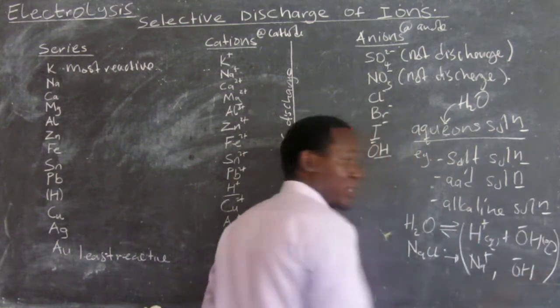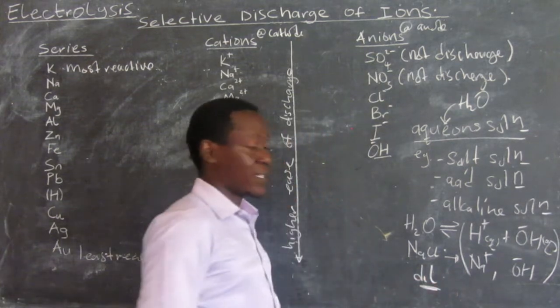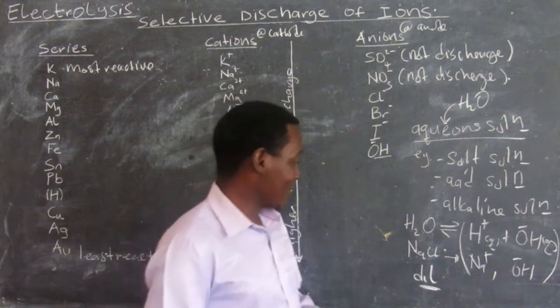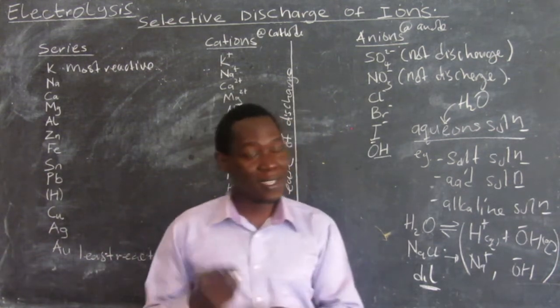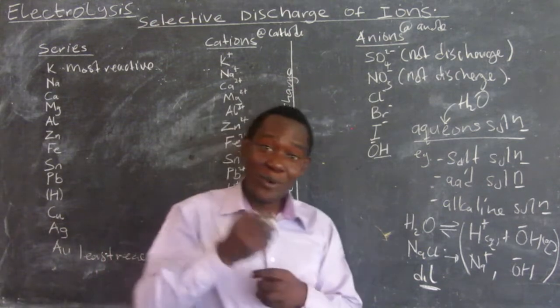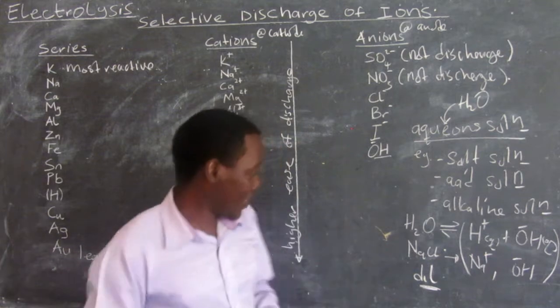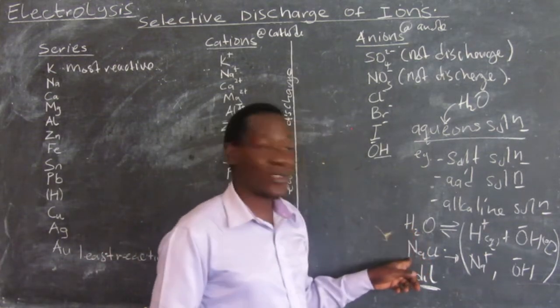If our solution is a dilute solution, it has more water than the solid. Anything which is dilute has more water than the solid. In this case, our dilute solution contains more water than sodium chloride.